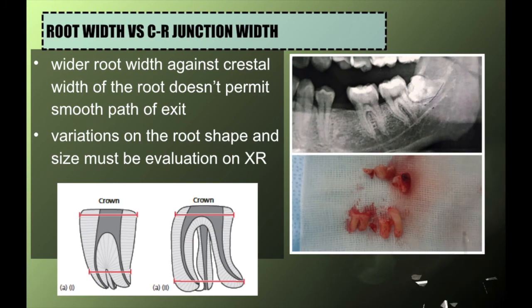Be careful, however, because sometimes on quick look, a radiogram may show a slender appearing root morphology, but in actuality, it has root variances that prevent its smooth path of delivery.